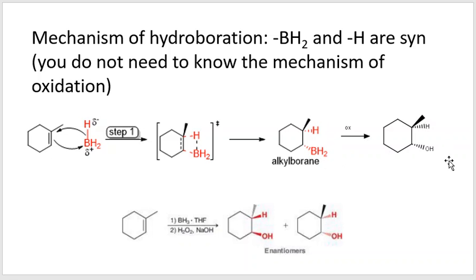And then oxidation, we replace the BH2 with the OH. Interestingly, it's not like an SN2 reaction. It's a little bit more complicated than that. You don't need to know the mechanism for it. Simply the boron is replaced by the OH, so it has the same stereochemistry. It's retained. And you can see that both enantiomers can form. In one, the borane comes in from the top, giving this product, and in the other it comes in from the bottom, giving the other enantiomer.